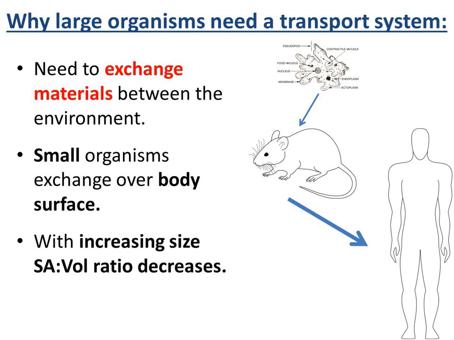So we need to exchange materials between the environment and ourselves. Things like oxygen, nutrients, carbon dioxide, we need to exchange all those things. Small organisms like the amoeba can exchange that over their body surface. But as you increase the size of the organism, the surface area to volume ratio gets smaller. So that's when there becomes more of a need for a mass transport system.